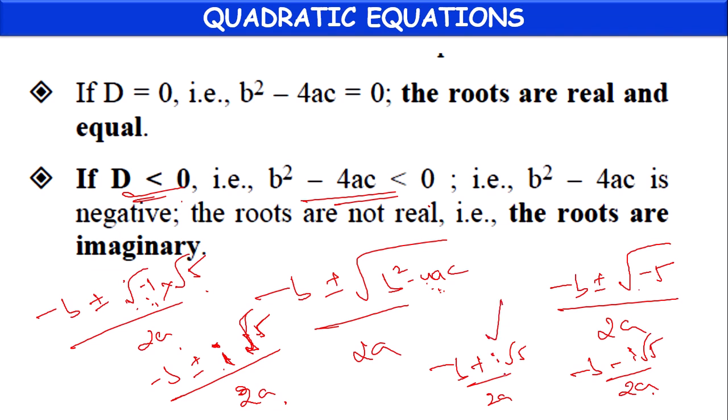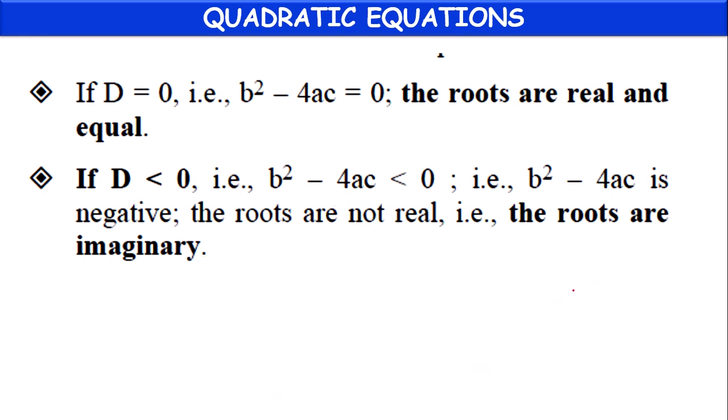This part, i root 5, is an imaginary number and minus b is a real number. So the roots are complex here. The combination of real numbers and imaginary numbers, we call complex numbers. Or the roots are imaginary and unequal. Imaginary and unequal.